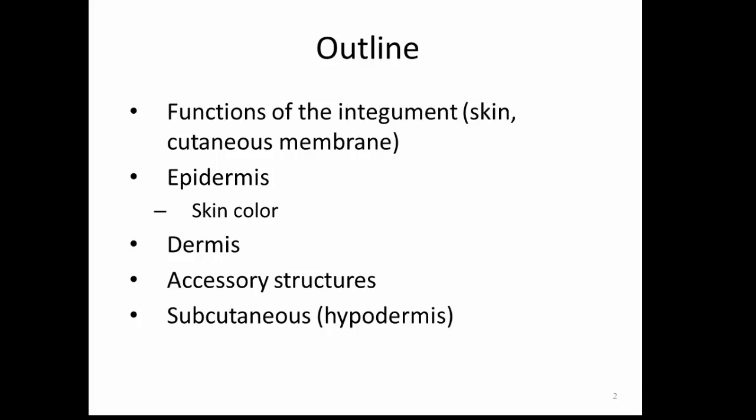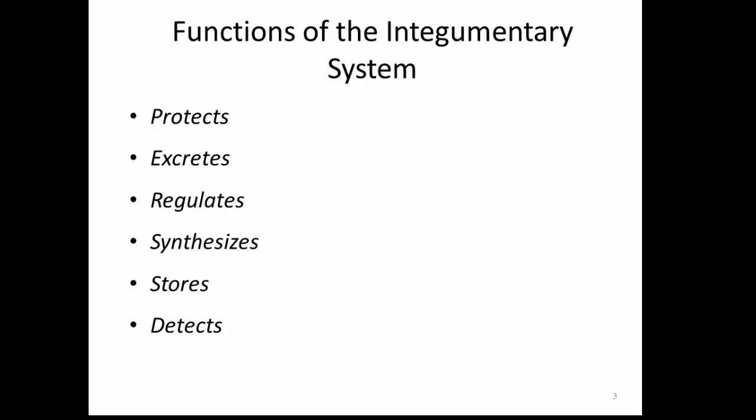I'll spend some time talking about the accessory structures of skin, which are things like glands and hair. And then I'll talk a little bit about a layer that's below the dermis, called the subcutaneous layer or the hypodermis. But first, let's start off by talking about the functions of skin, or functions of the integumentary system, if you will. So all these things listed here are functions of the integumentary system.